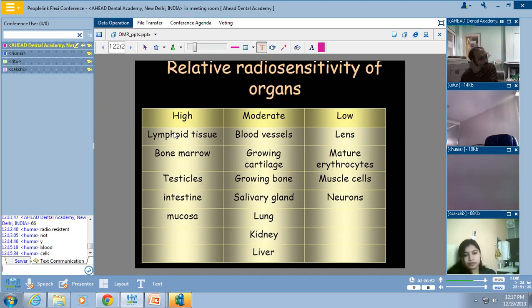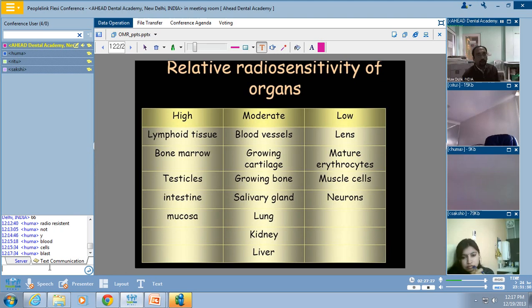cells, neurons. So if I ask you, erythroblast and erythrocyte, which is more radiosensitive, erythroblast or erythrocyte? Which will be the answer? Blast, very good. It will be erythroblast, because the word blast actually means stem cell. So erythrocyte is a fully mature erythrocyte. So any blast, whether it is chondroblast, osteoblast, we are actually asking you about stem cells.